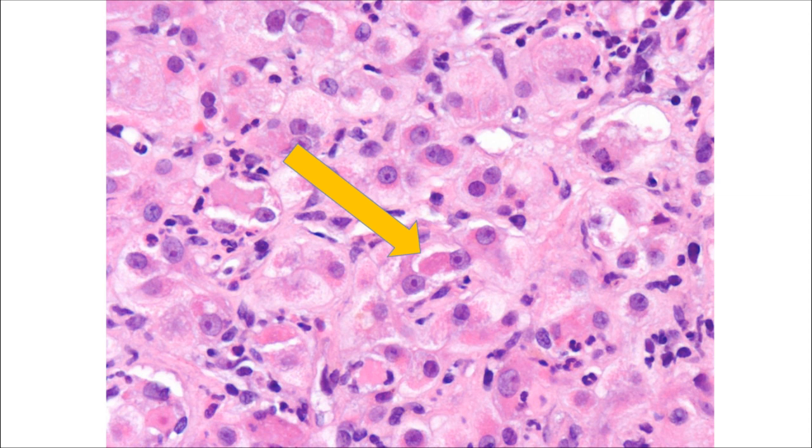But the point being that Mallory body represents a ubiquitinated intermediate filament and a dissociation of the cytoskeleton of the hepatocyte. It may be seen in steatohepatitis, but may be seen in chronic cholestatic disorders. And more importantly, in terms of explaining the neutrophilic infiltration in this patient's liver, Mallory body may be a chemoattractive agent for neutrophils. The neutrophils, again, do not equate to an acute event.